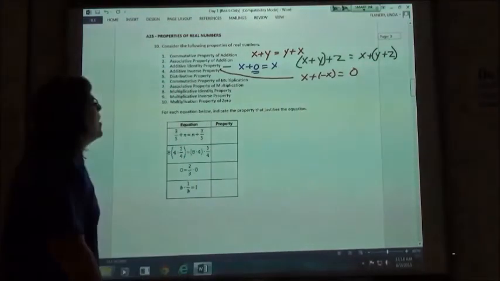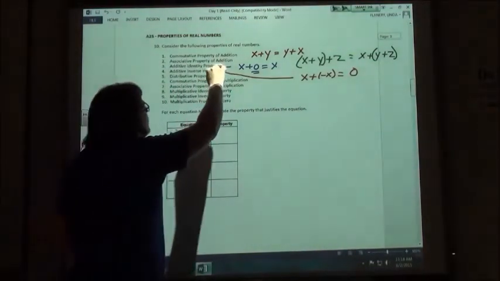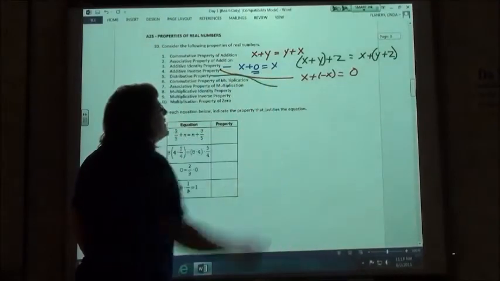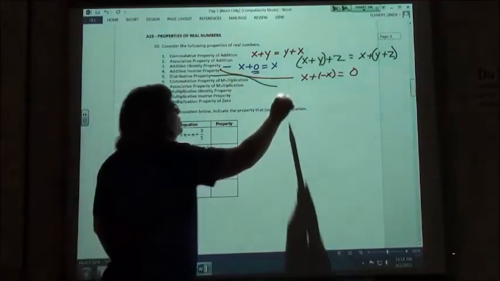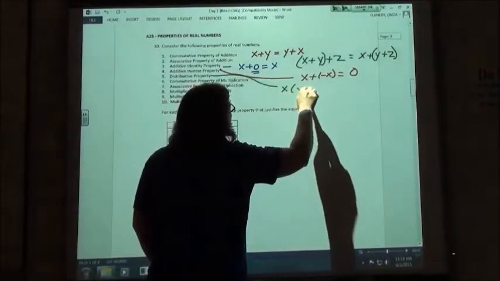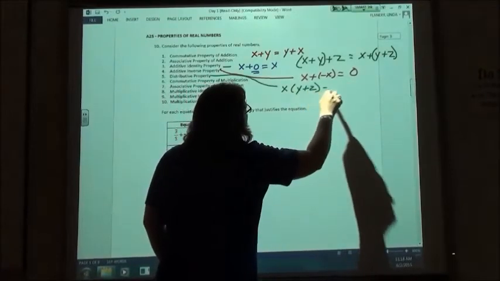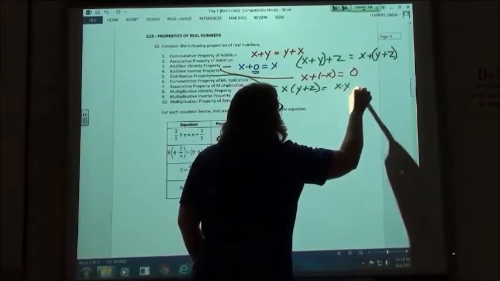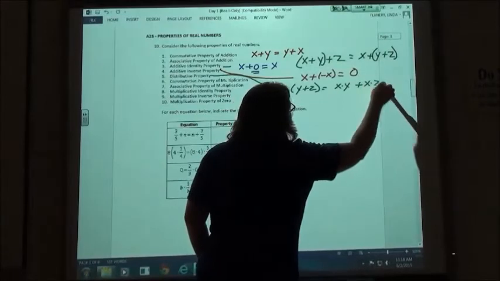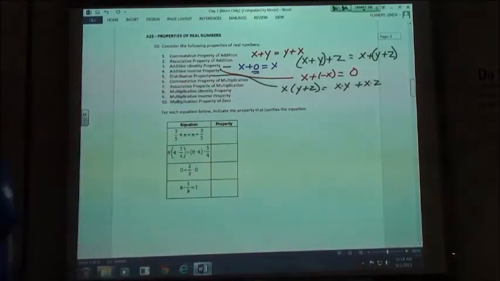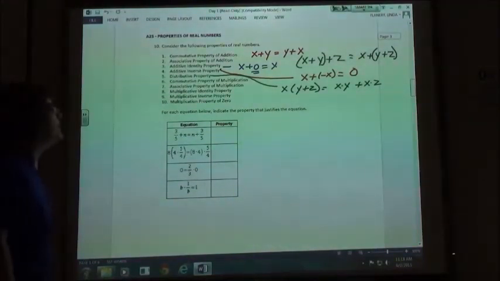The distributive property. Probably most of you know that the distributive property is used to get rid of the parentheses. They'll show you something like x(y + z) = x·y + x·z. They may or may not put the dot in there for times, but I will for effect. So I got rid of my parentheses by multiplying the x times both terms in the parentheses.